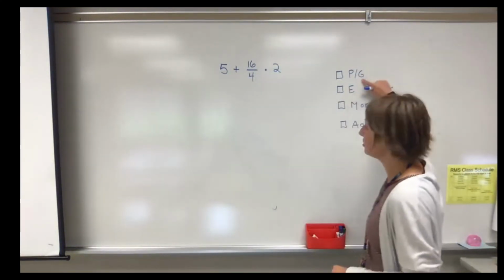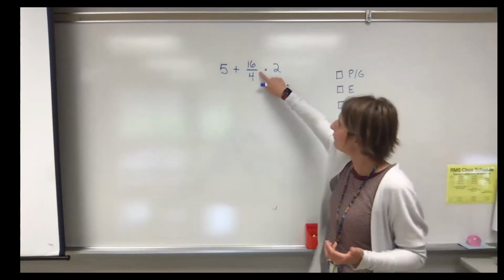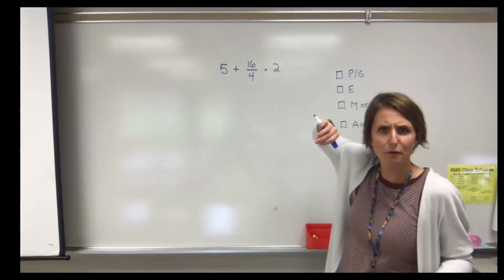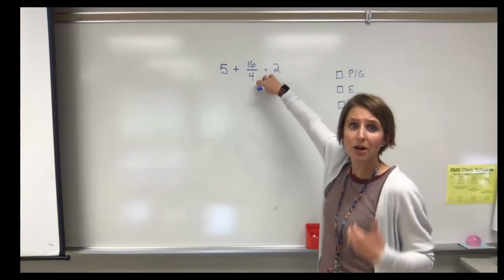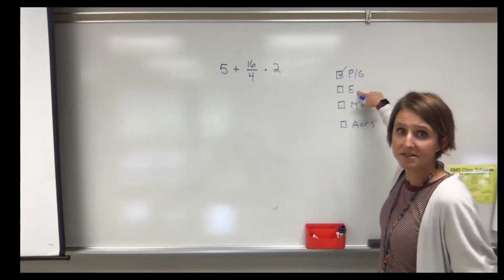So with that said, do we have parentheses or grouping symbols present here? I have a fraction bar, but it's not grouping anything with the 16 on top, nor is it grouping anything with the 4 on the bottom. It's just 16 divided by 4. So here my fraction bar is not a grouping symbol. So no, I don't. Do I have exponents?